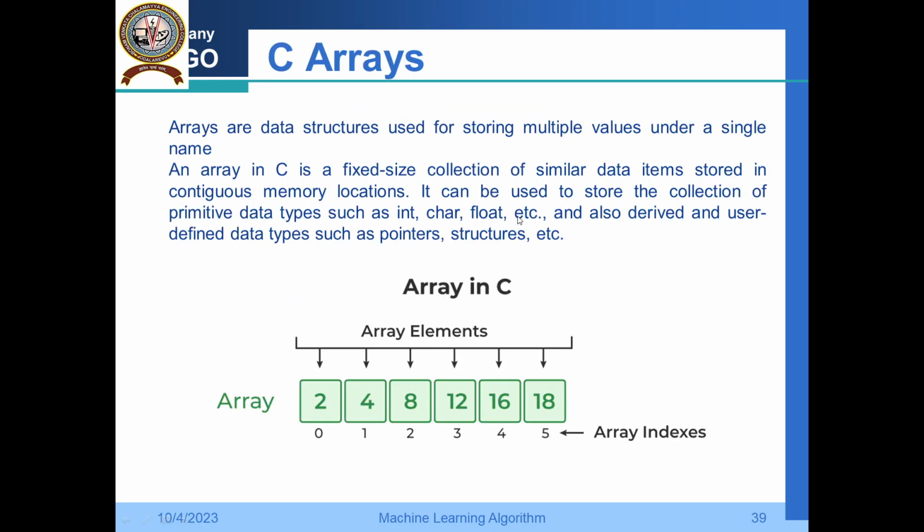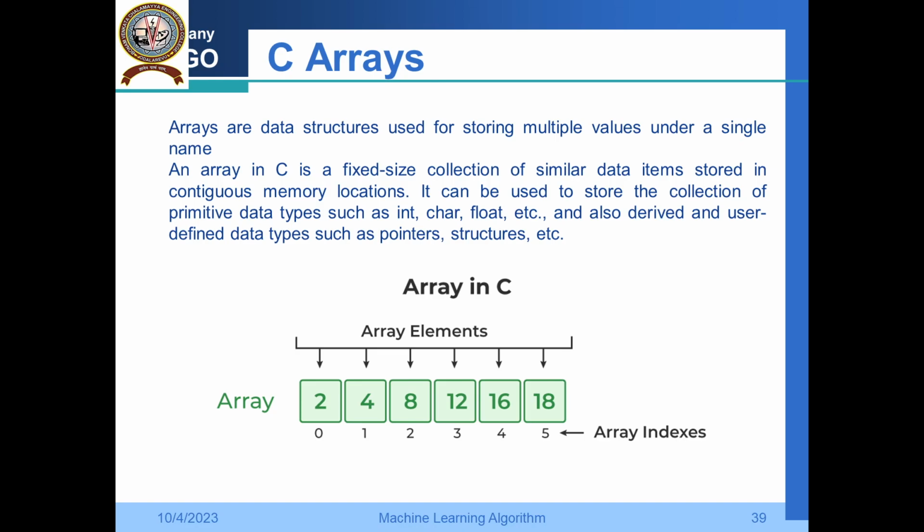Then actually we could have completed arrays before starting all the things. Now let us do some things in arrays. Arrays are data structures used for storing multiple values under a single name. What is the meaning of that, I will tell you. An array in C is a fixed size collection of similar data items.